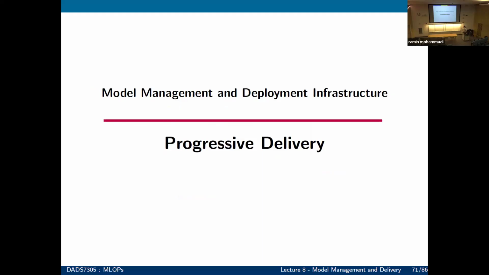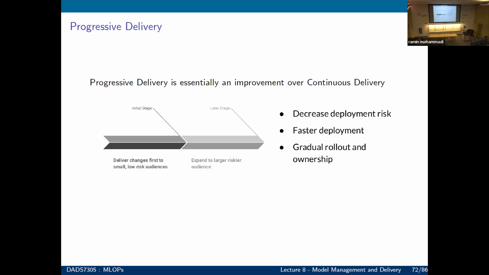Now we're going to model delivery. We're going to start with progressive delivery. Basically, the idea is to continuously release the model to your customers over time, not to 100% at once. So you start with maybe a smaller percentage of the population, randomly.